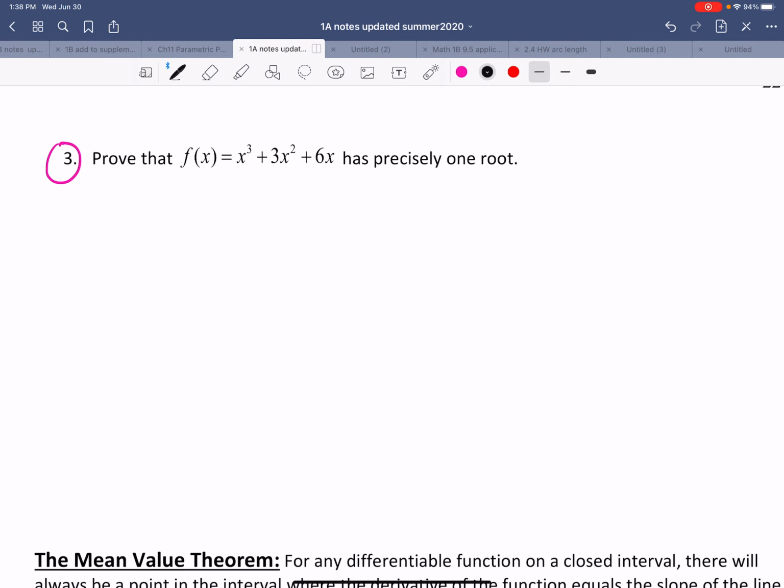Another example: prove that f of x equals x cubed plus 3x squared plus 6x has precisely one root. So how are we going to prove that this has precisely one root? We will do it by contradiction.